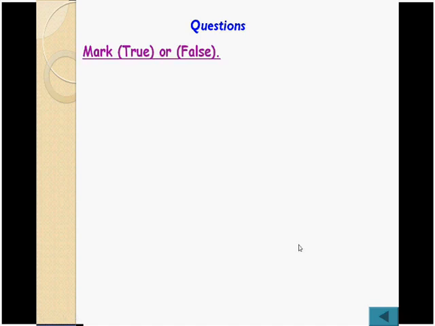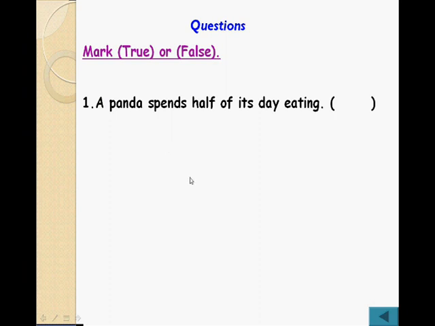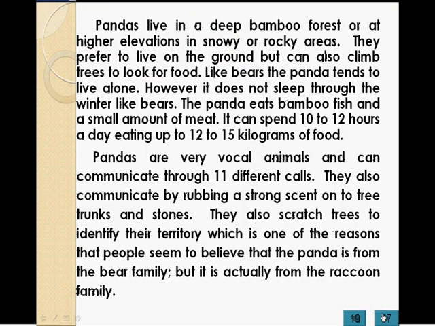Again, the first type of questions we are going to look at is mark true or false. A panda spends half of its day eating. So let's look at that. A panda spends half of its day doing what? Eating. Is this true or false? Let's go back to the text. I'll give you 1 minute to find the answer.